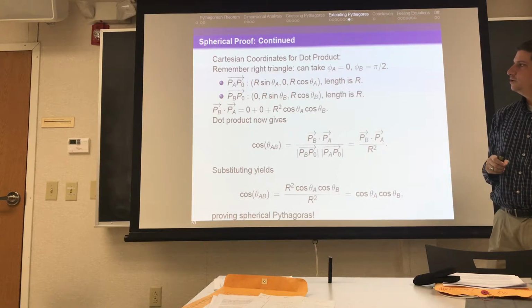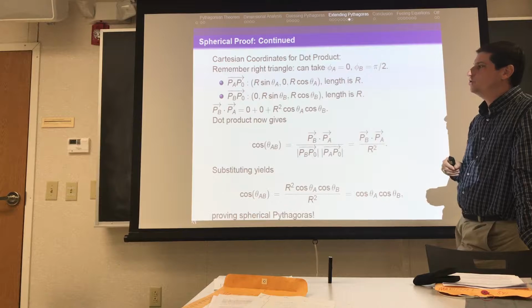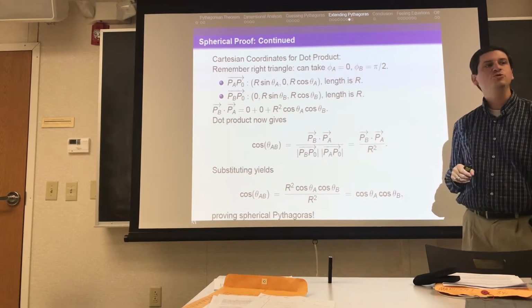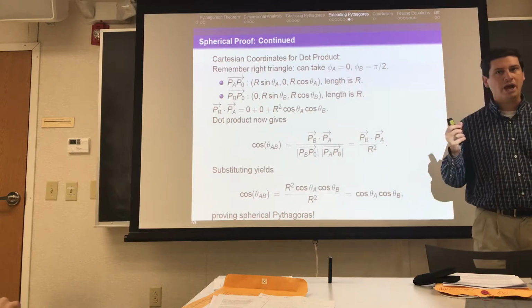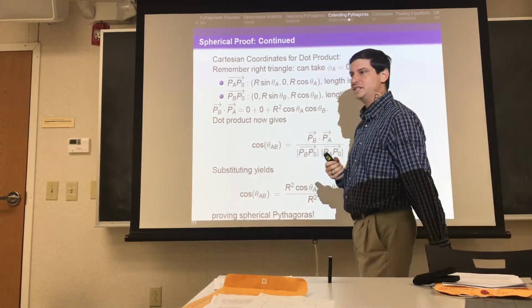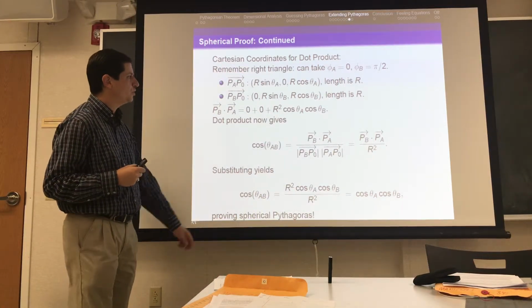We use Cartesian coordinates for the dot product. We have a right triangle. So we're going to adjust things a little bit in terms of where we choose our angles. We might as well make phi of A be 0, just rotate the sphere a little bit. Whenever possible, make your coordinates as nice as you can for the problem under consideration. Reduce the number of things going on.